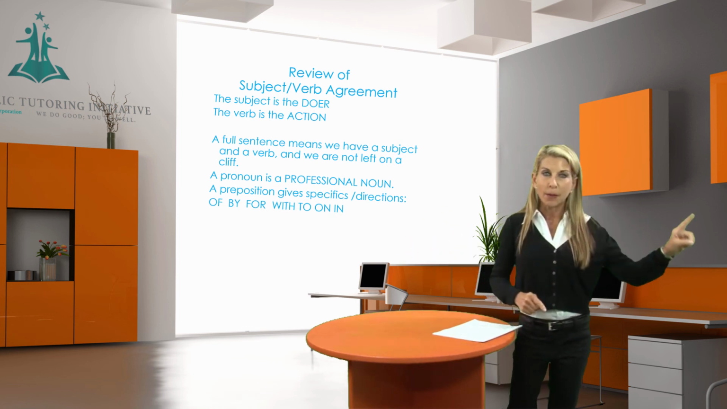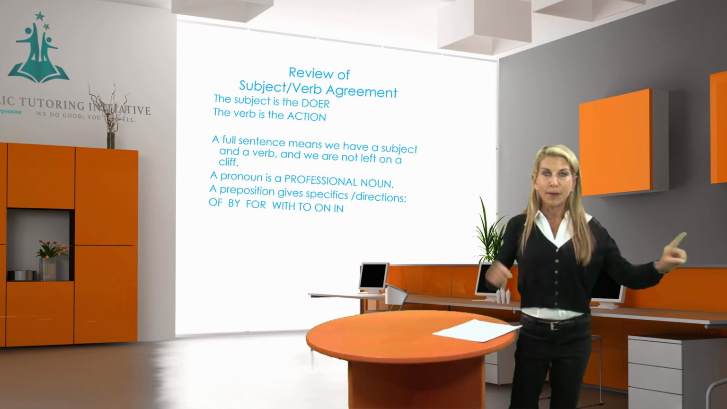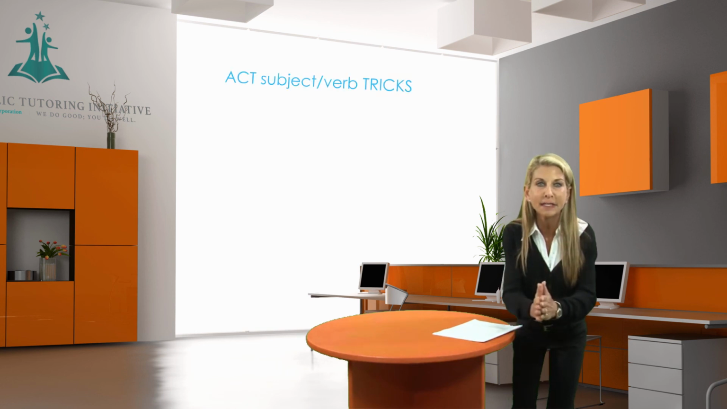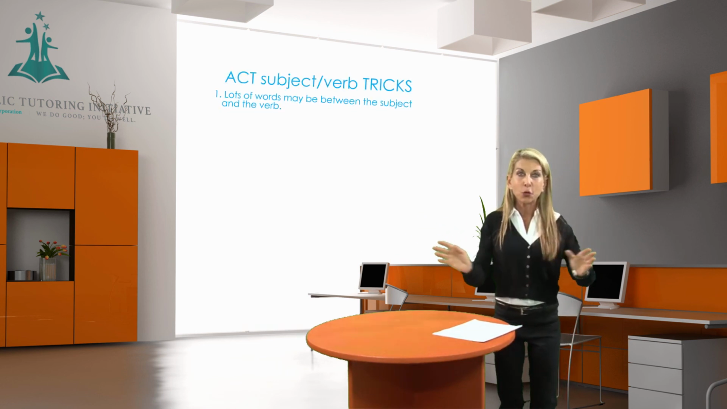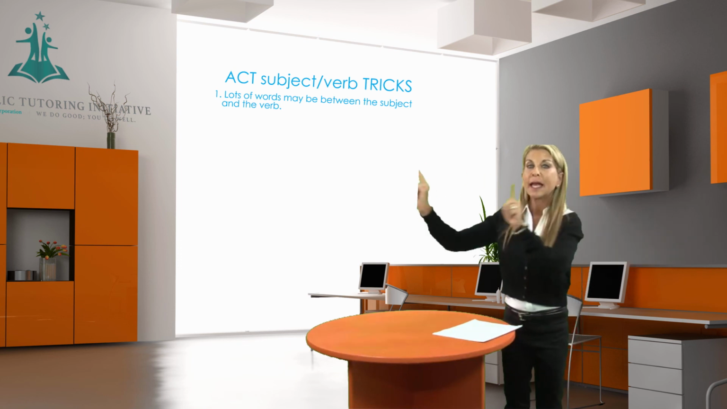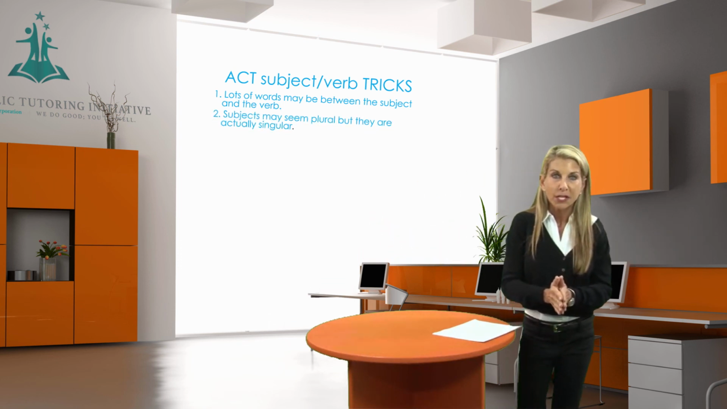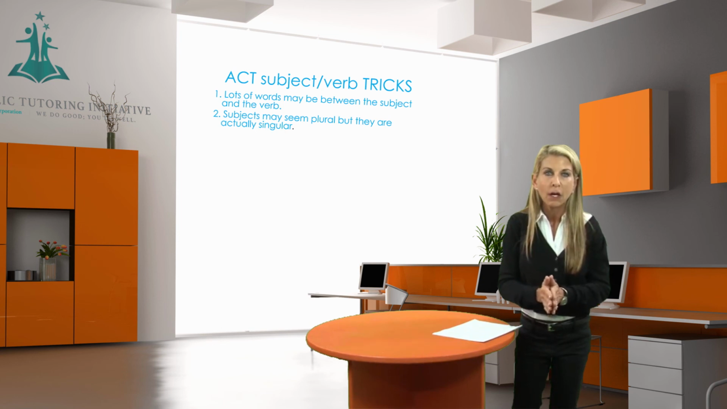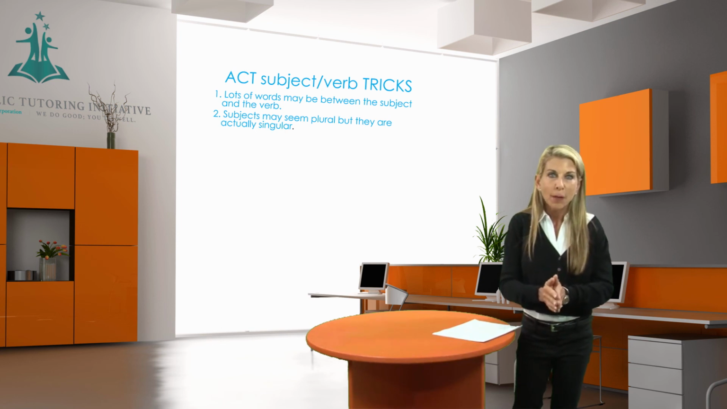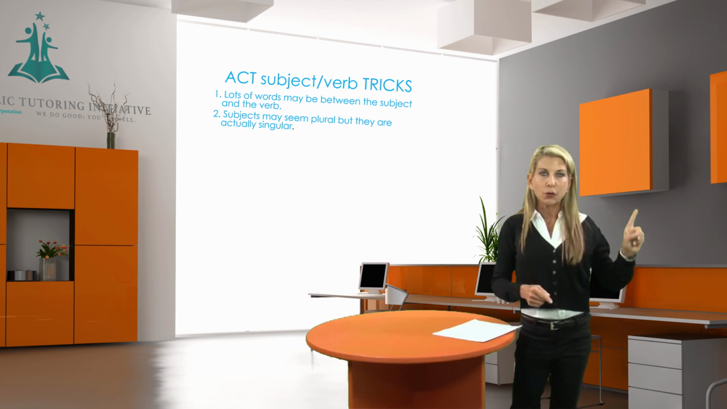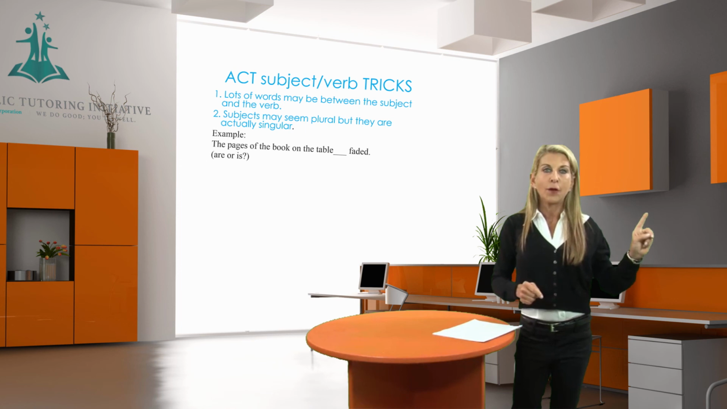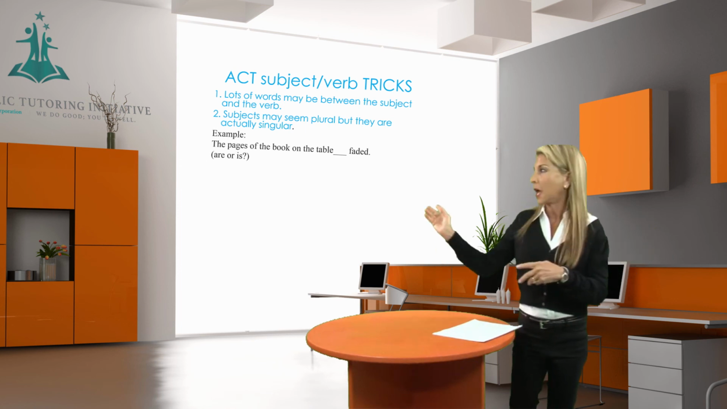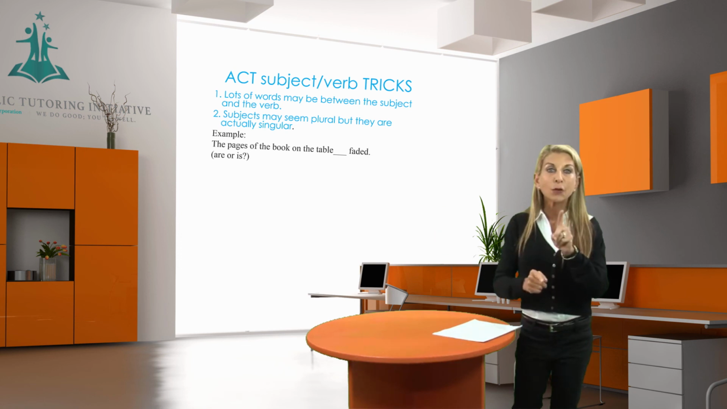Subject-verb agreement. If the subject is underlined, check the verb. If the verb is underlined, check the subject. The ACT's tricks. Lots of words may be in between the true subject and the verb. There are also subjects that seem plural, but they are actually singular. Okay, check yourself. Subjects and verbs must make sense together. The tricks by the ACT that will try to get me confused. Remember, lots of words between the true subject and the verb. The pages of the book on the table blank faded. Okay, pause me. The answer is are because the subject is pages, okay?